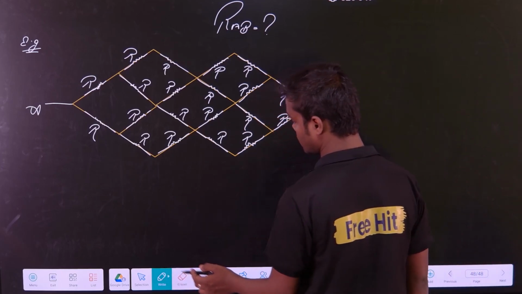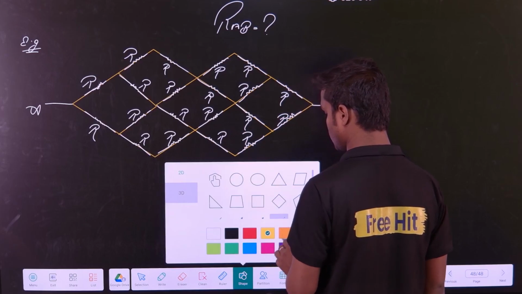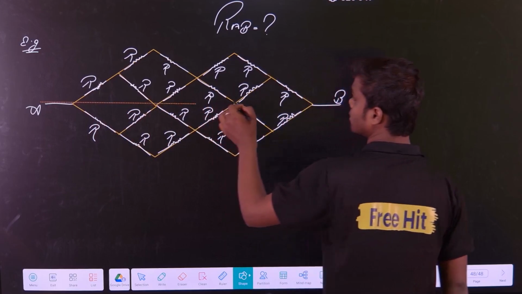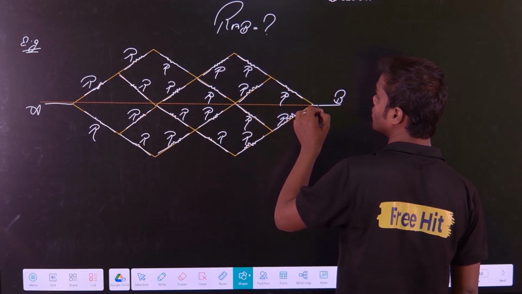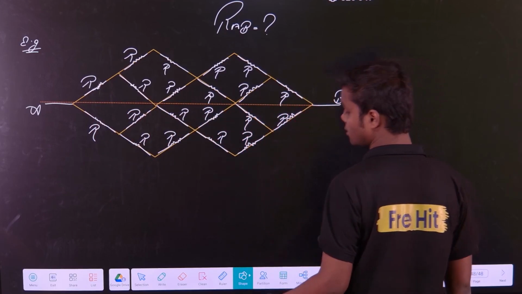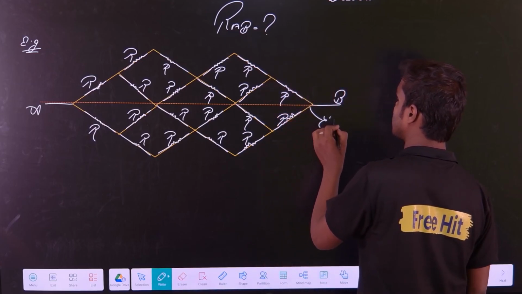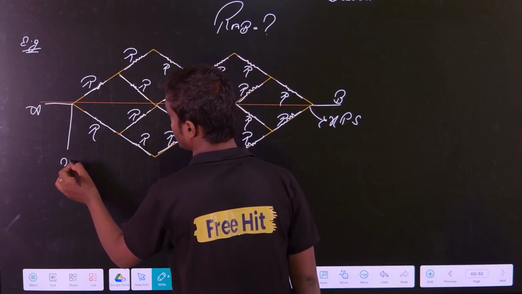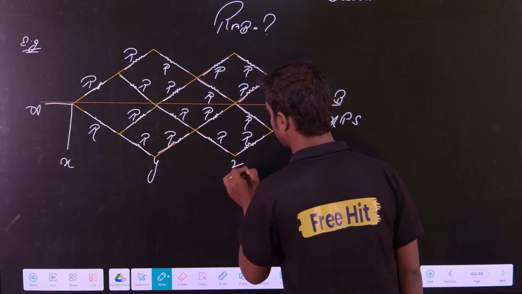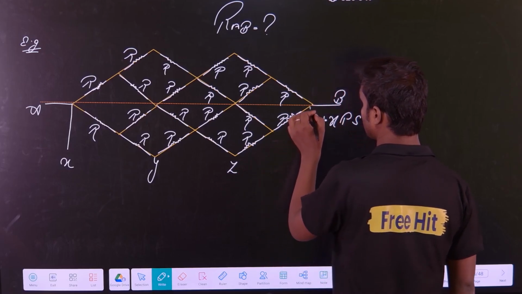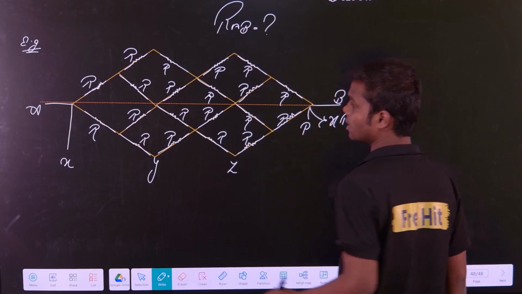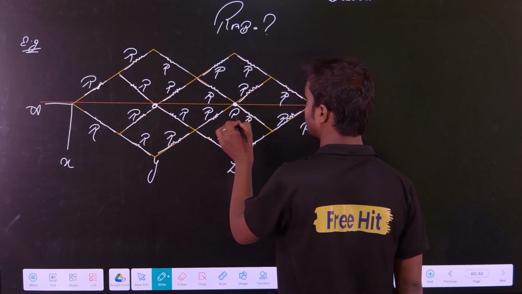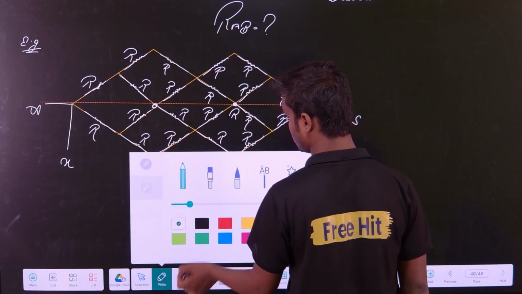The first symmetry I am able to see in this is horizontal plane symmetry. So if it is horizontal, let us name the points: this point is X, this point is Y, this point is Z, and this point is P. This point is O, and this point is R. I have named all the points.